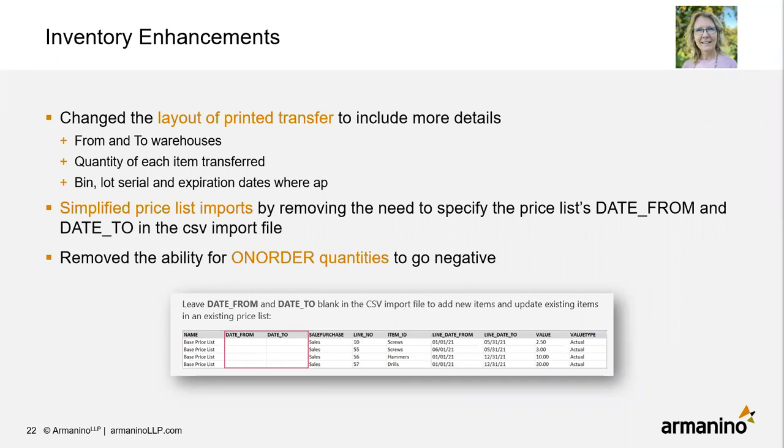Simplified price list imports. You can see by the screenshot down there, in doing imports for price lists, the date from and the date to field are there. They're no longer required, so you can leave them blank if needed. And they've removed the ability for on-order quantities to go negative. So if you're using inventory, make sure that you check those new features out.